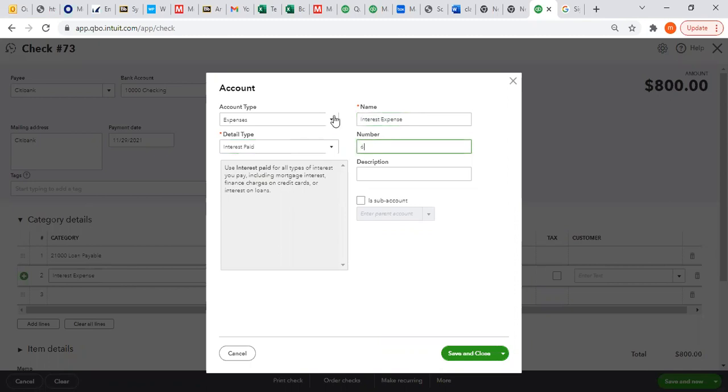Number. I probably would give you, but let's say 69,100. In description, it's interest expense. Oh, interest, or we can write finance fee on loans. That's another explanation. And it's not a sub account, it's a main account. So it's expenses, interest paid, interest expense, account number 69,100, and finance fee for loans. Save and close. We'll wait for everybody to do it.